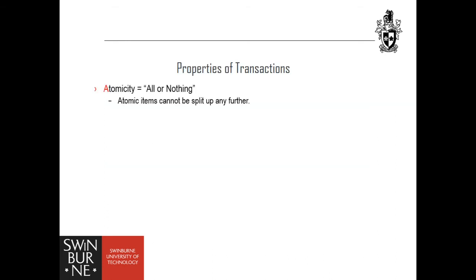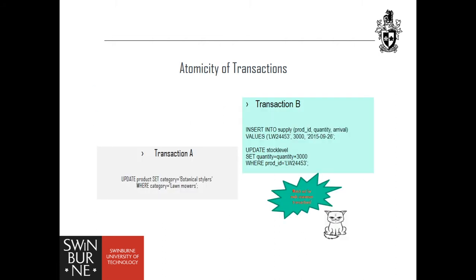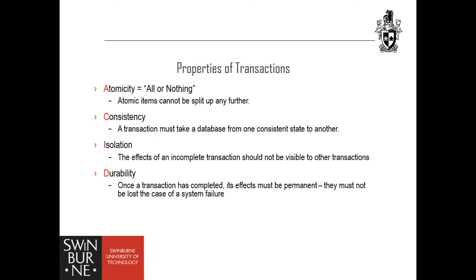So this is the properties of the transaction. Of course, a transaction should have atomicity, consistency, isolation, and durability. These properties of a transaction are a vital cornerstone of relational DBMS. Basically, every transaction is atomic. It is only executed entirely or not at all. It cannot be split up into smaller transactions.